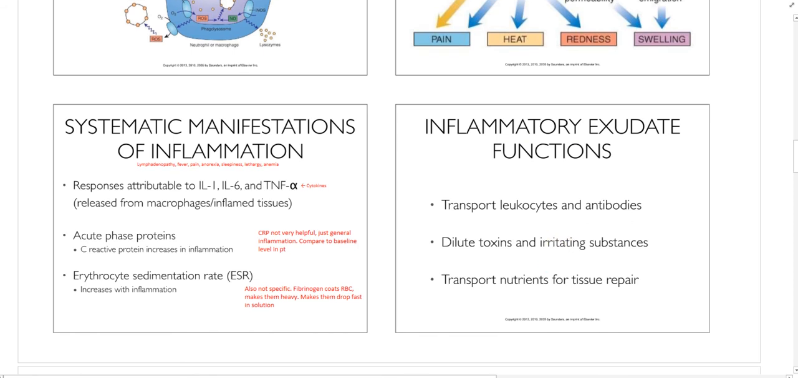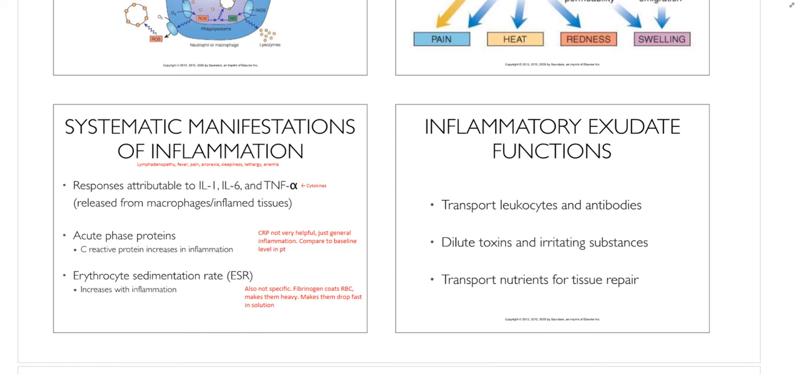We have also some systemic manifestations of inflammation, like I had mentioned earlier, the lymphadenopathy, fever, pain, anorexia, sleepiness, lethargy, anemia. These are all attributed to responses from interleukin-1, interleukin-6, tumor necrosis factor alpha. These are all cytokines. They're released from macrophages or inflamed tissues, and they help to signal other guys to say, hey, come on over here and help us fight these things. And they also help to adjust things like the set point for the body's temperature in the hypothalamus.